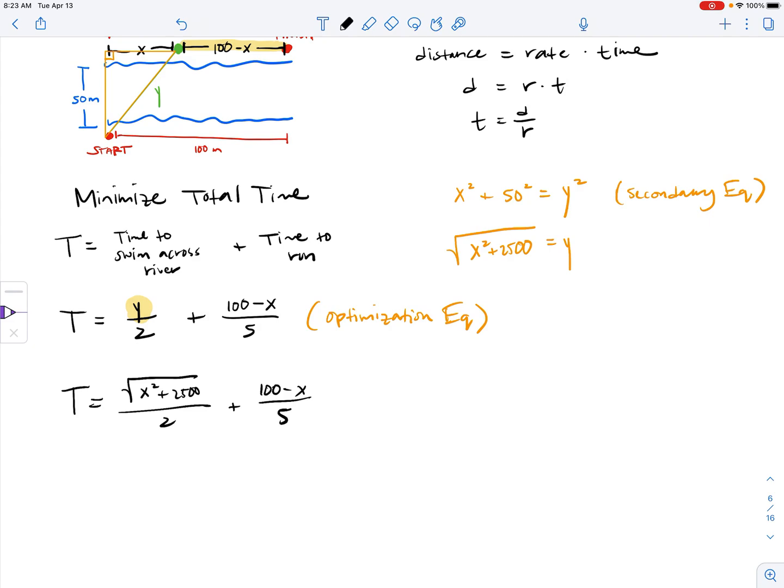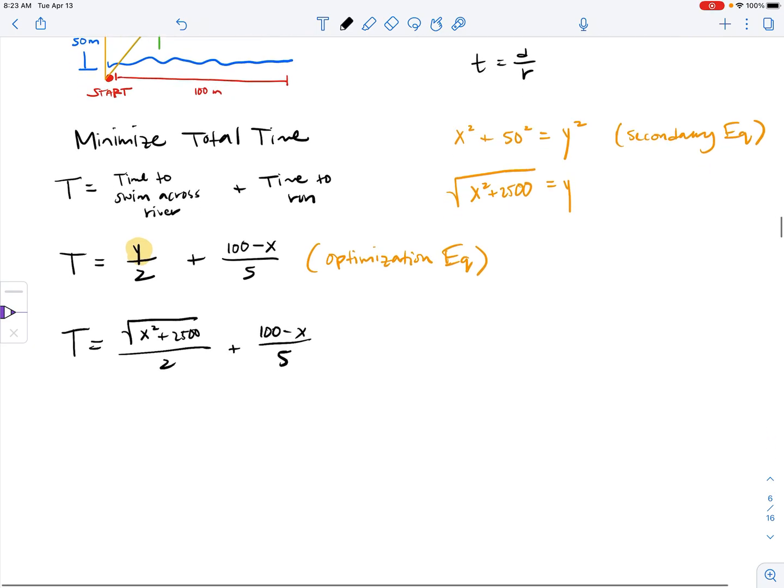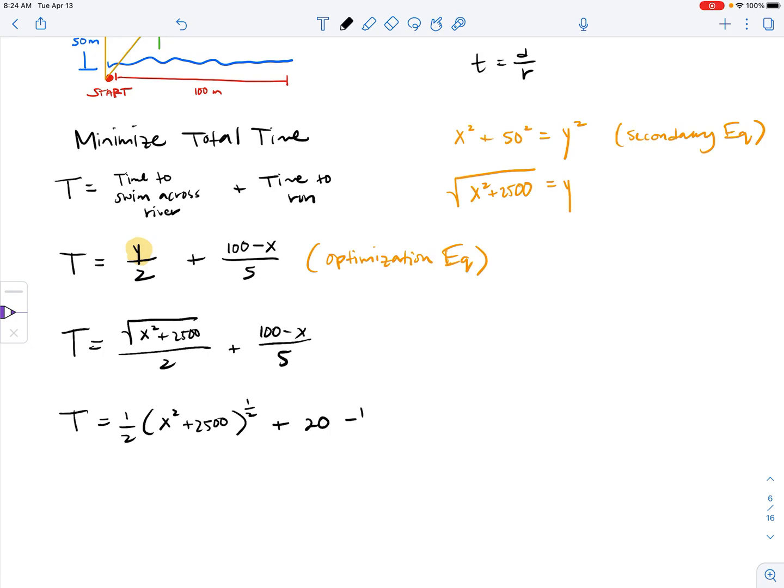And I want to rewrite that just to make it easier for me to think about taking the derivative. So I'm going to pull the 1/2 out front and change the square root to be the 1/2 power. And then I'm going to split up that fraction. So 100 divided by 5 is 20. And then we would have minus 1/5 x.